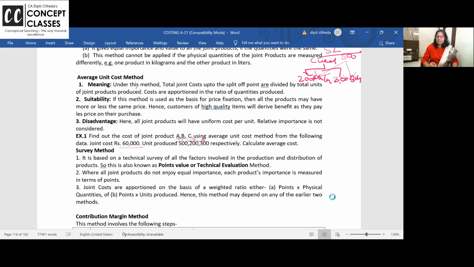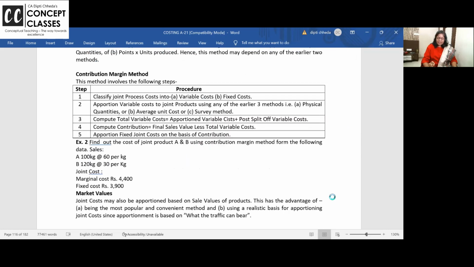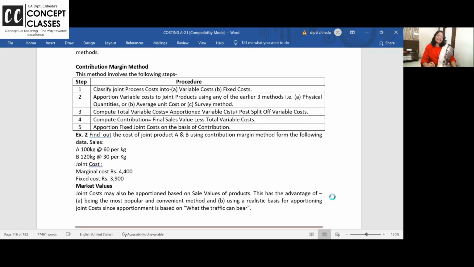And joint cost is what? 600. So 600 divided by 1000, that is 60 per unit is the average cost. And 60 multiplied by 500, 60 multiplied by 200, 300, and so on. That will be the average unit cost. Clear? Right. Now, next, many times they are asking this question.